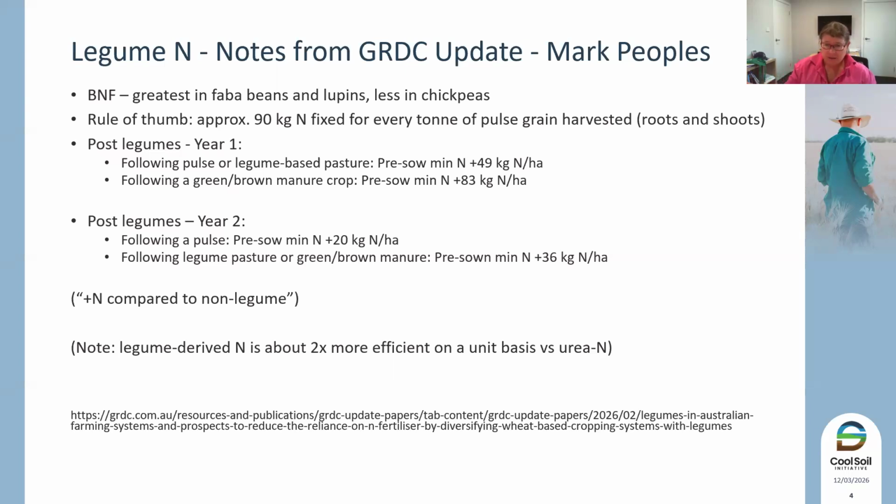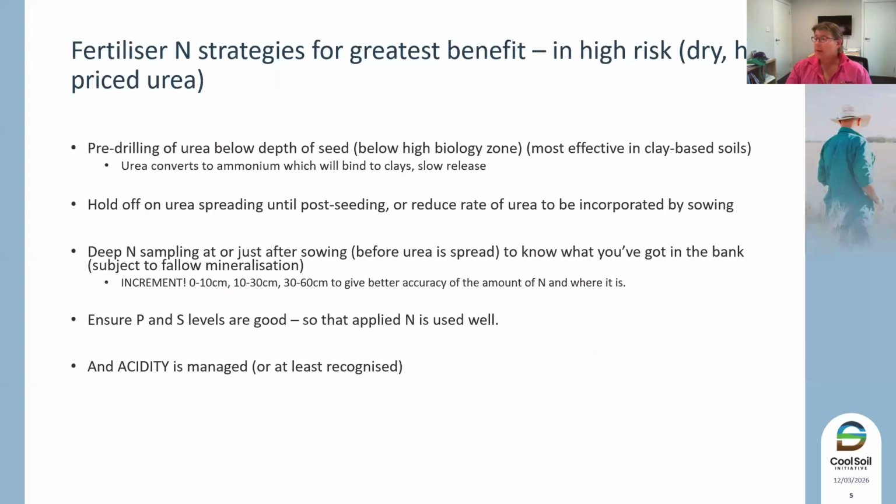So I just thought those numbers and rules of thumb were quite interesting, quite relevant if you're looking at what your N budgets might look like into this year, and knowing particularly in the Central West area, the role of legumes is quite important. Other things to consider this year, and things to consider generally in terms of how we can get best bang for buck for our urea.